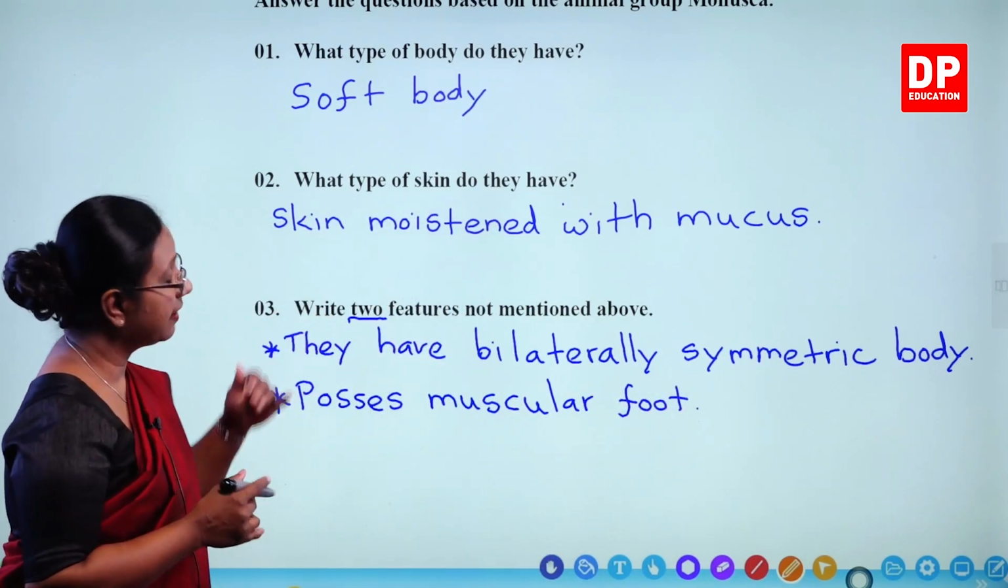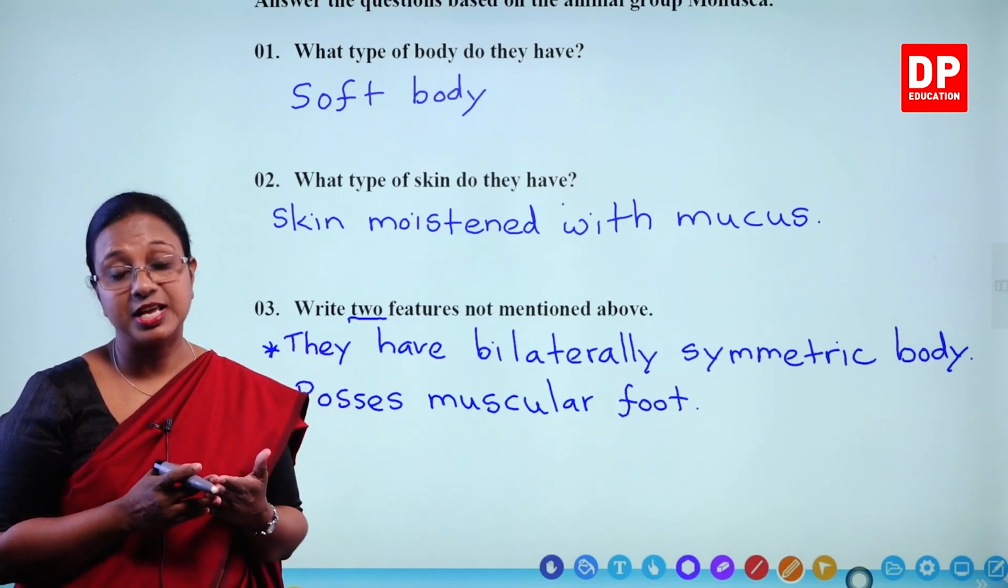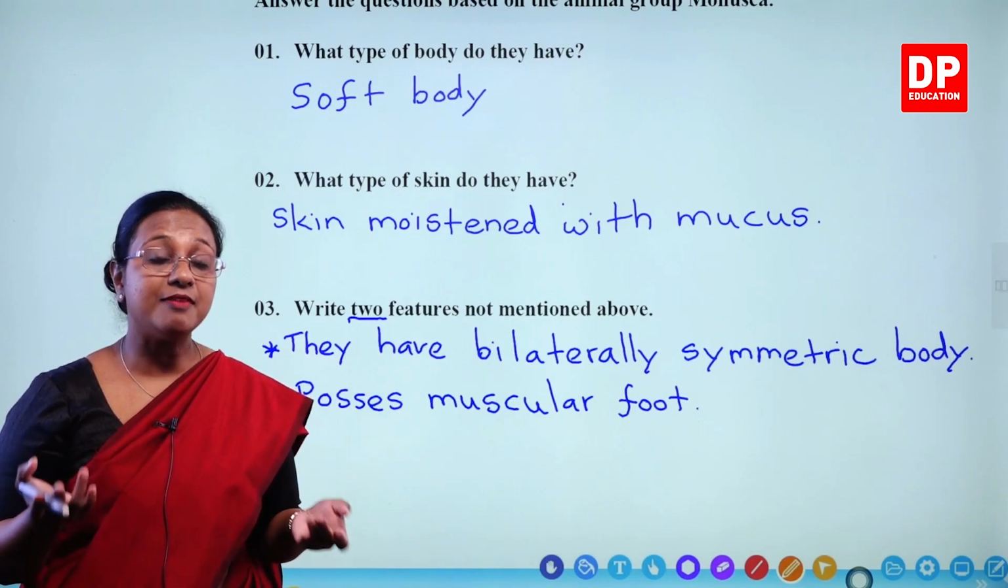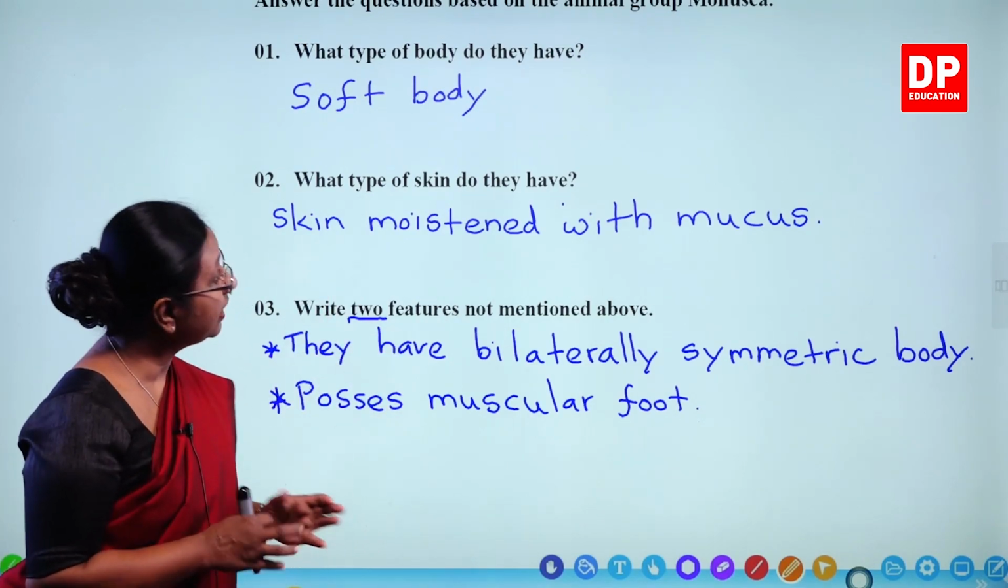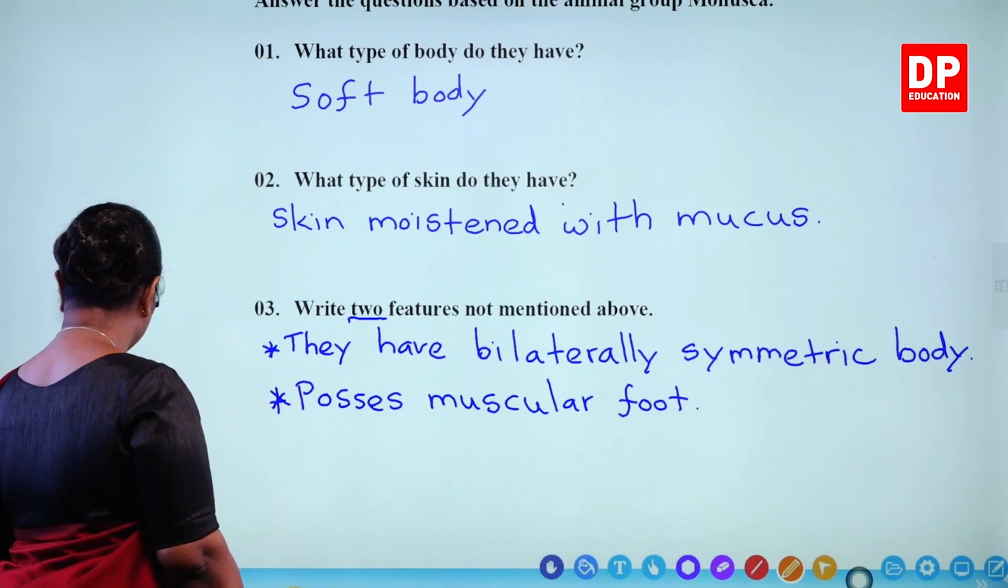And also here they have asked 2 features. You can also say some of them have shells. Some mollusks have shells. So like that you can write the answers. With that I will move on to the next one.